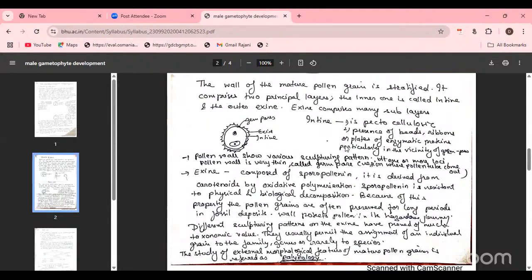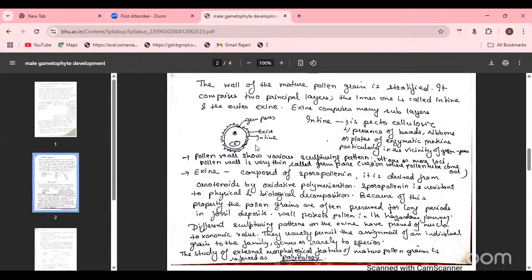The exine may comprise sublayers. The intine is pectocellulose, with beads, ribbon-like structures and enzymatic proteins, particularly in the vicinity of the germ pore. The pollen wall shows various sculpturing patterns. The pollen wall is very thin where the pollen tube comes out, called the germ pore.